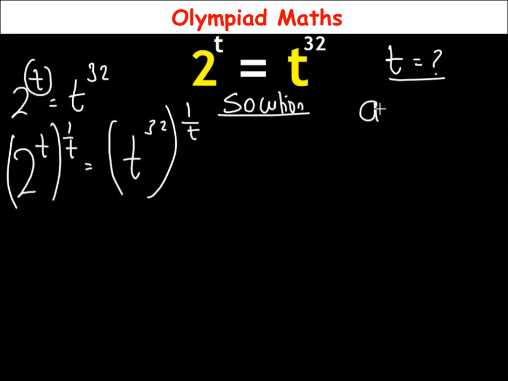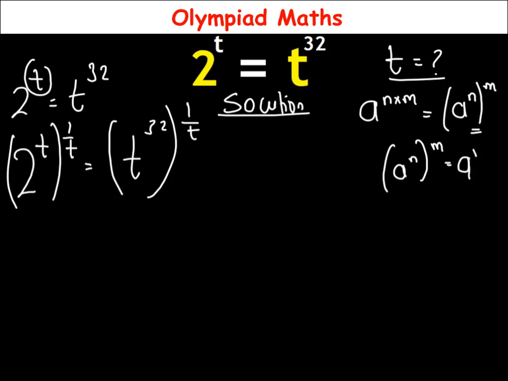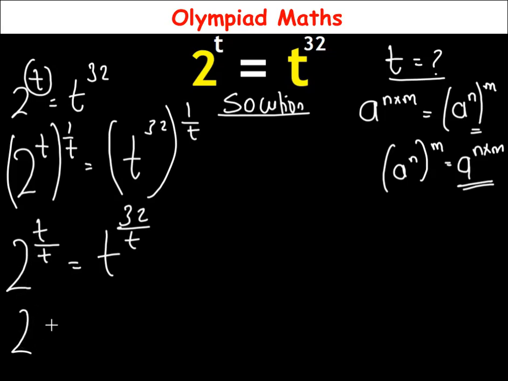If you have a raised to power n times m, this equals, in brackets, a raised to power n, power of m. Or if you have a raised to power n power of m, this equals a raised to power n times m. Applying this rule, power t here will multiply power 1 over t. You have 2 raised to power t over t is equal to t raised to power 32 multiplied by power 1 over t, so you have 32 over t. With this, t will divide t, you have 2 raised to power 1, which equals 2, is equal to t raised to power 32 over t.